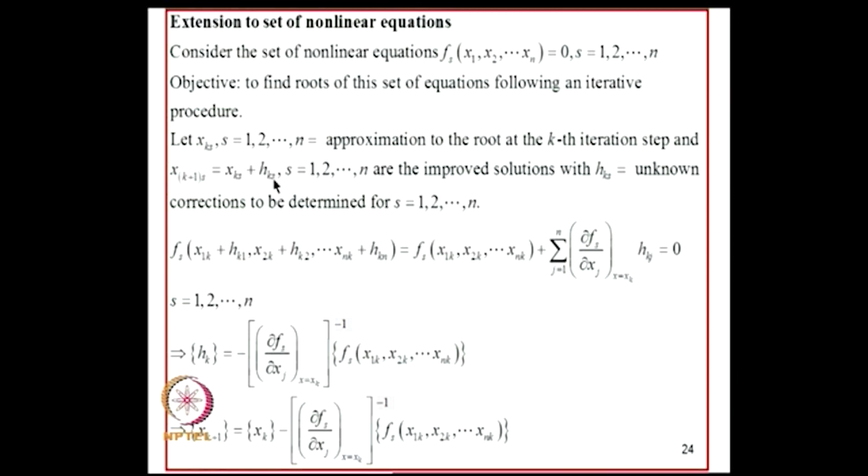Again, we use Taylor's expansion. So, this is the function f_s at the improved x_{k+1}^s, and this is given by this. Now, by using a first order Taylor's expansion, I get this equation, and if this is indeed the true solution, the left hand side would be 0. So, I get a set of algebraic equations for the unknown increments in x_k^s. If you solve that, I get h_k as the inverse of this matrix of gradients. This has to be evaluated to implement the method.